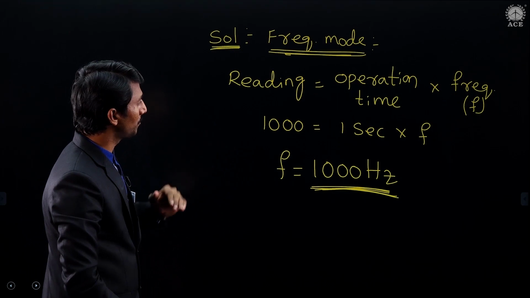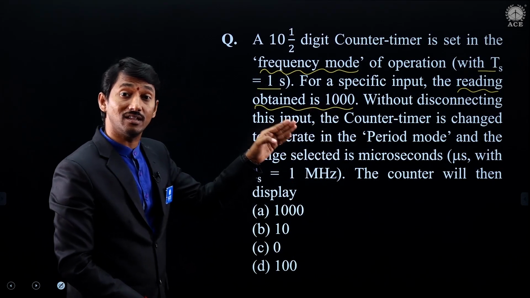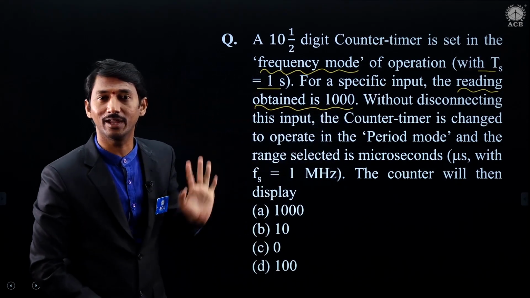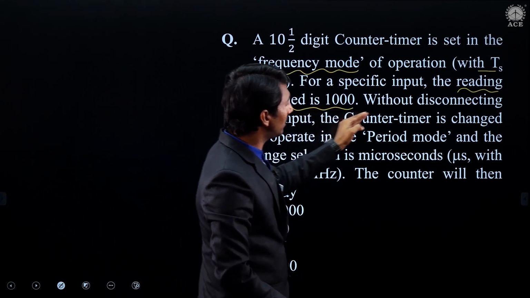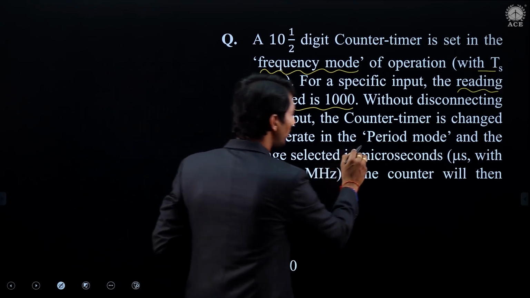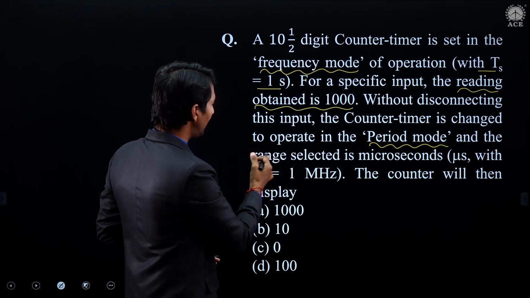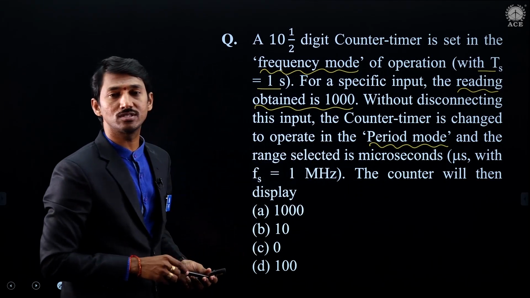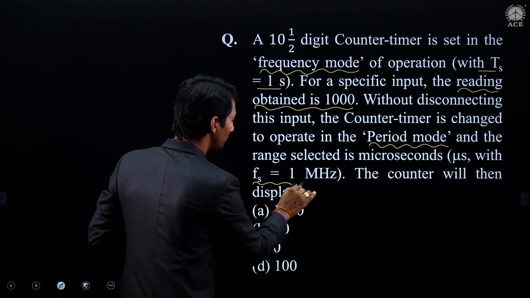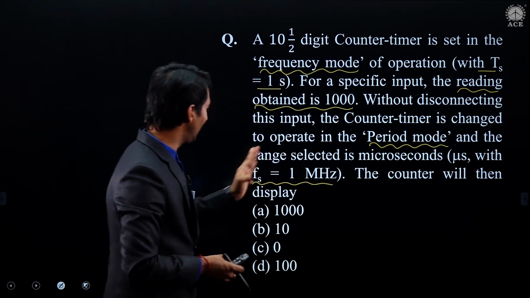Let us go back. Without disconnecting the input, meaning the same input he has given is not disconnected at all, the counter timer is changed to operate in the period mode. So frequency mode to period mode he has changed. The range selected is microseconds, with fs equal to 1 megahertz.